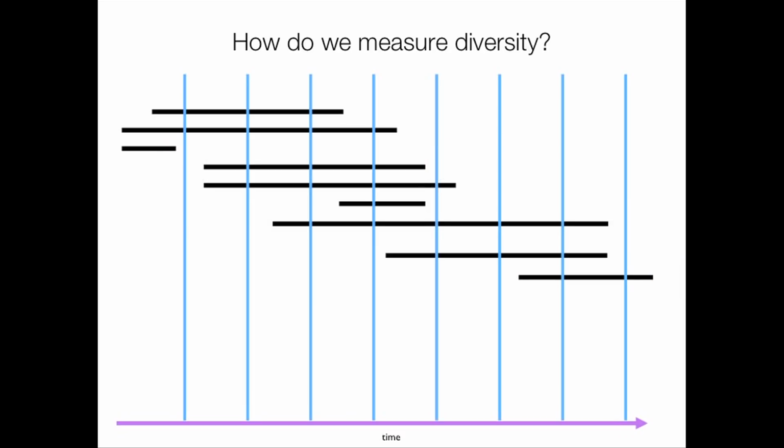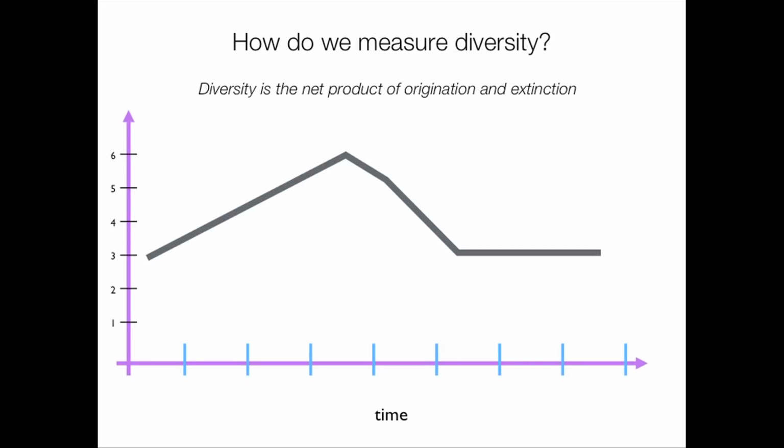So if we take these lines and chunk them up into time bins, and then count how many lineages are in each bin, okay, so there's 3 here, and there's 4 here, and there's 5 here. We get these numbers down here, and then we can plot those. And that's a diversity curve. It turns out that there's a lot of ways of counting diversity, which I'm not going to talk too much about, but this is the most simplistic form.